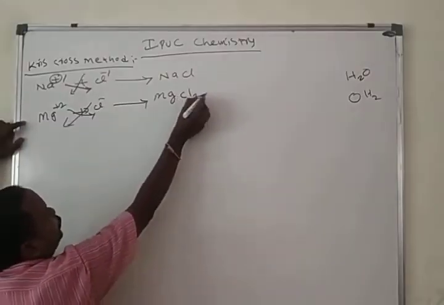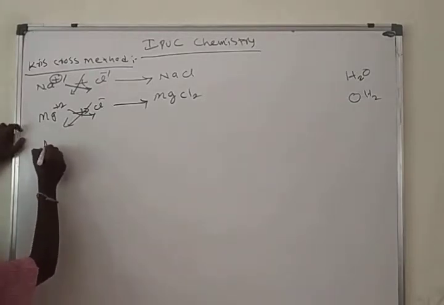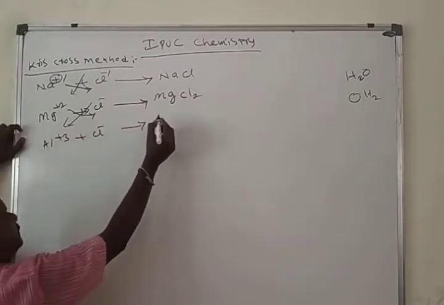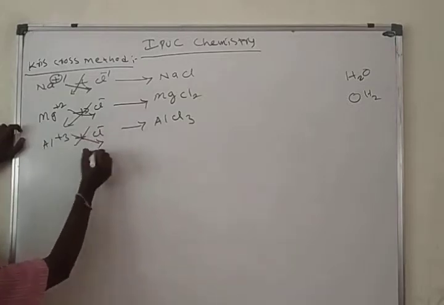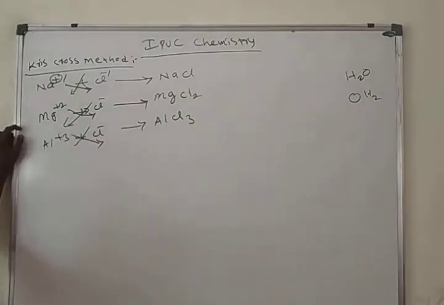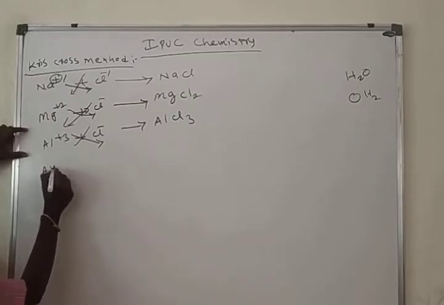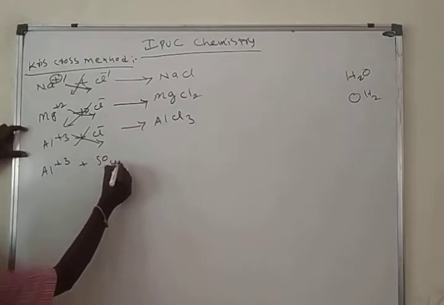MgCl2, magnesium chloride. Okay, here aluminum plus 3 is there, Cl minus is there. What is that? AlCl3. See here, AlCl3 is there. Suppose aluminum plus 3 is there and SO4 minus 2 is there.